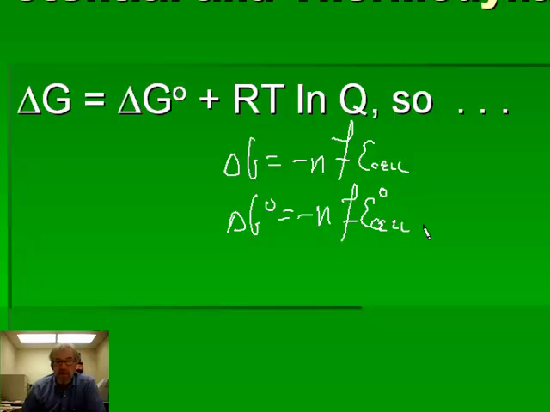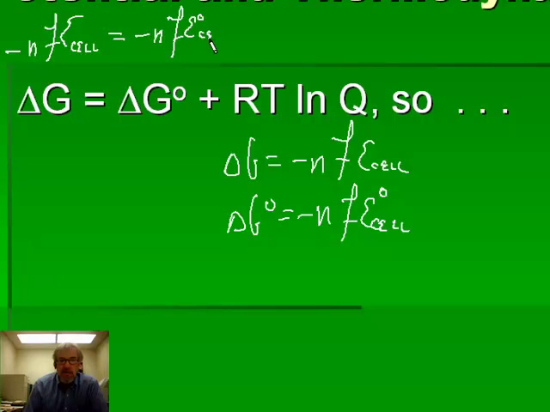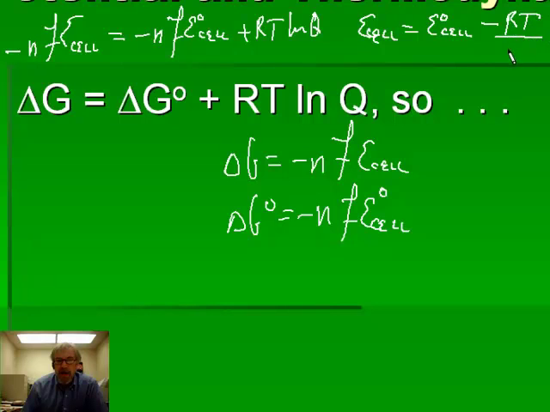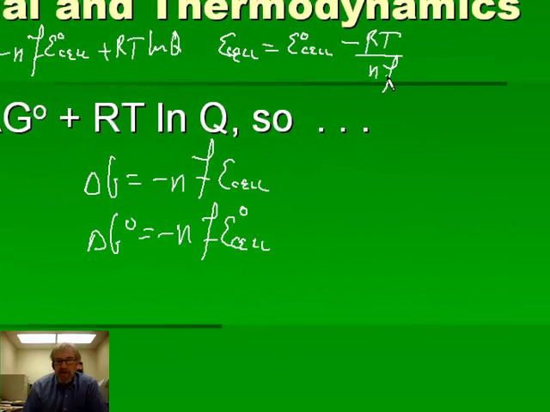So substituting, we would find this: minus N times Faraday's constant times E cell equals negative N times Faraday's constant times E naught cell plus R times T times natural log of Q. If we divide both sides of the equation by negative N times Faraday's constant, we come up with this equation. The cell potential, E cell, is equal to the standard cell potential minus R times T over N times Faraday's constant, and that's also negative, times natural log of Q.